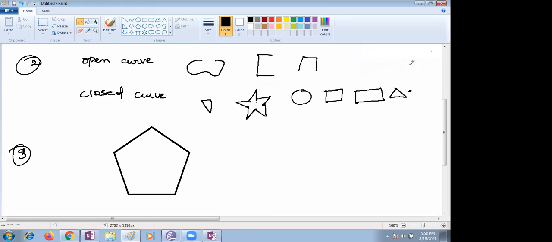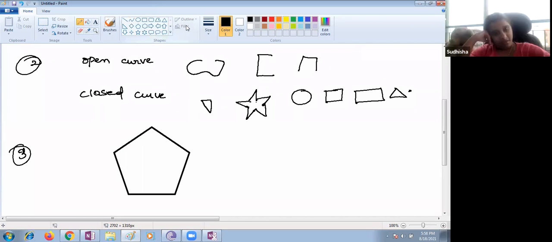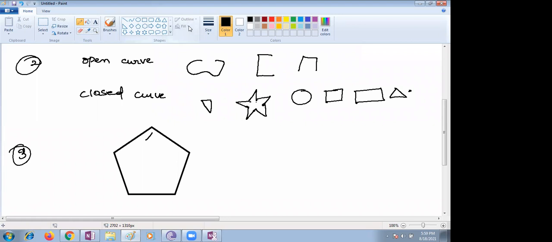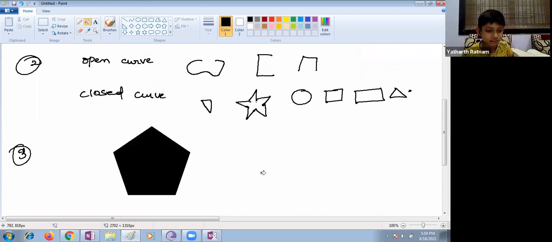Ma'am, you can fill orange, because orange is the fifth color in the colors, ma'am. Why do you go through that? Why can't you choose random? Yes, Nana, the fill option is this one only, right? Yes, ma'am, that one. Fill with color, the bucket paint. Yes, ma'am.